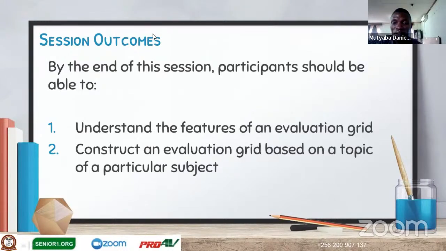I want to appreciate Jackson and Simon for the two submissions. Now, an evaluation grid is equivalent to the marking guide of the previous curriculum. When you set a paper in the previous curriculum, as a professional teacher you ought to come up with a marking guide. So this is in the same line as the marking guide. So an evaluation grid is what you follow while marking the end of chapter assessment or activity. So that is an evaluation grid.